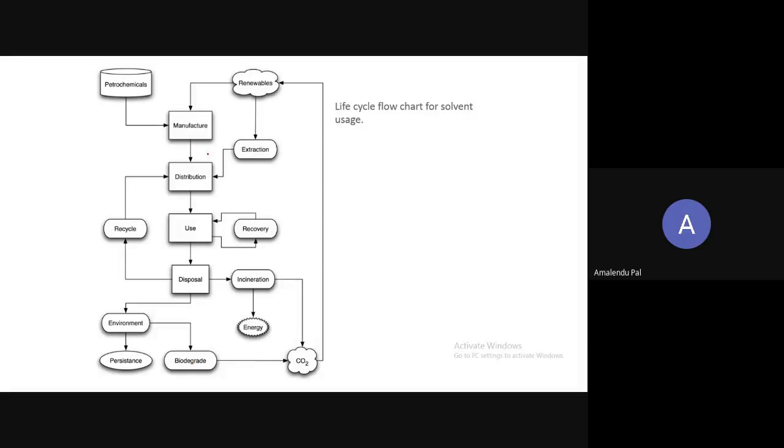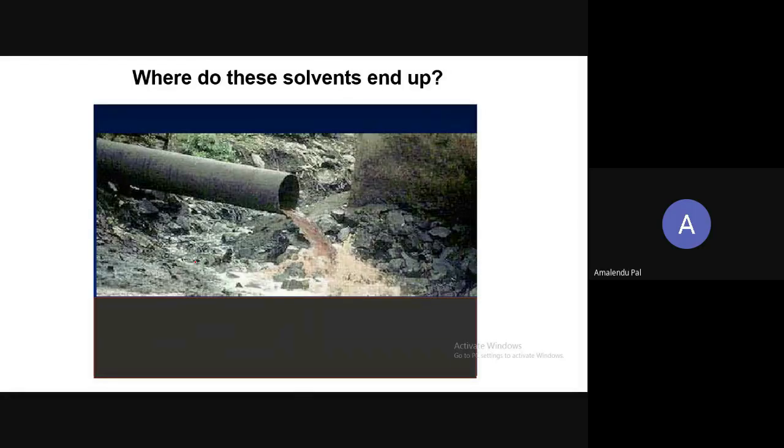So this is the situation: petrochemical industries or renewable sources, extraction, distribution, use, disposal, then environment, then persistence. If it is biodegradable, that is okay. If not, we do incineration, then you can get the energy. Waste product we can use for incineration, for energy production. So this is the life cycle flow of the solvents we use in most of the industries. What do these solvents end up as?